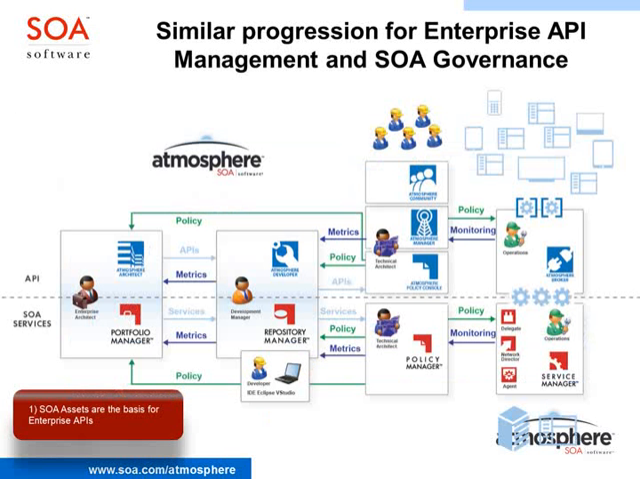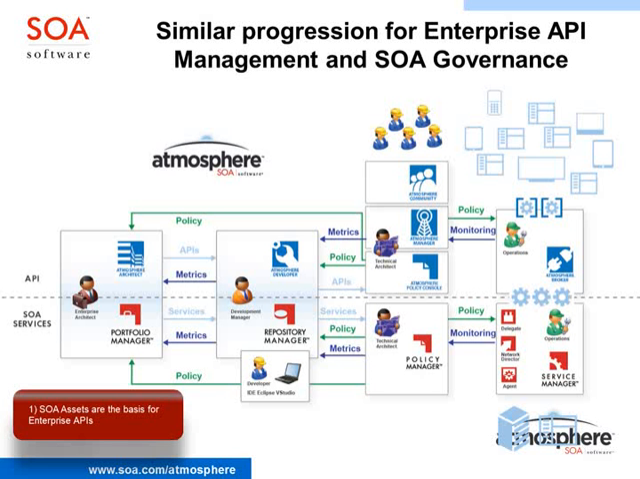The last look I have here, and this is a busy diagram, but we're going to look at the similarities for enterprise API management and SOA governance. And it's no coincidence that SOA Software, being one of the thought leaders in SOA governance, has evolved our platform to also include the appropriate set of technologies and characteristics for API management as well.